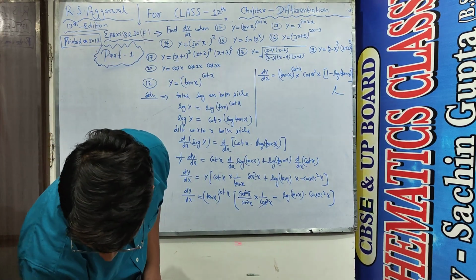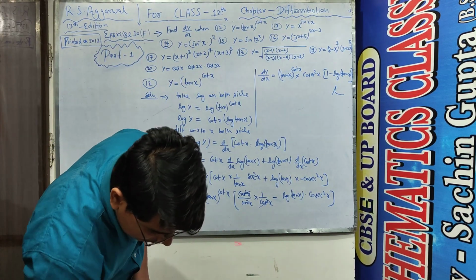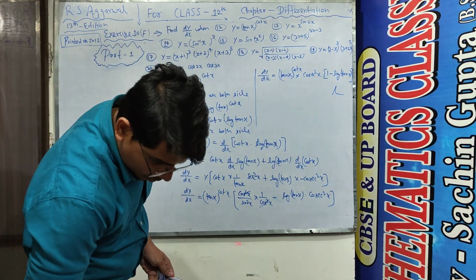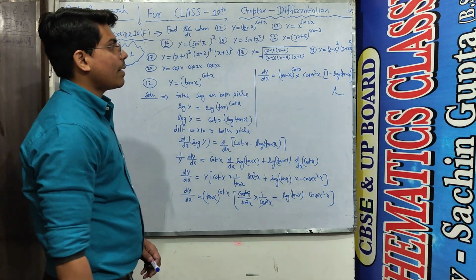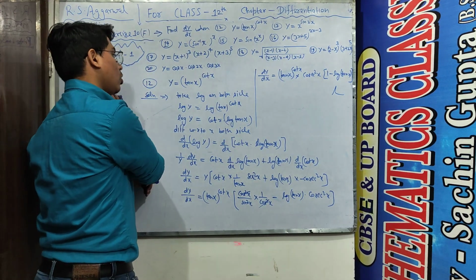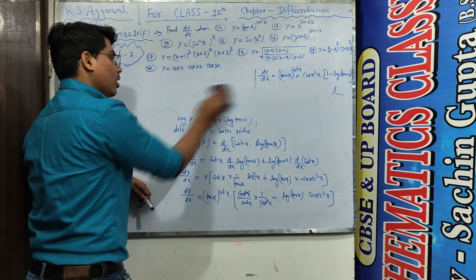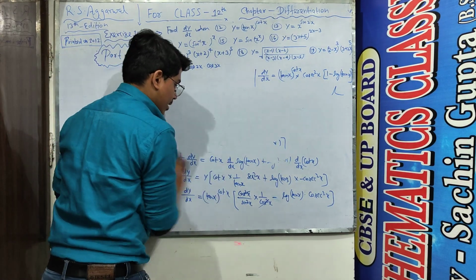Students, you can match it in your answer sheet. Cosec square x (1 minus log tan x). This is the answer of 12. Now I erase it and go to the solution of question 13.